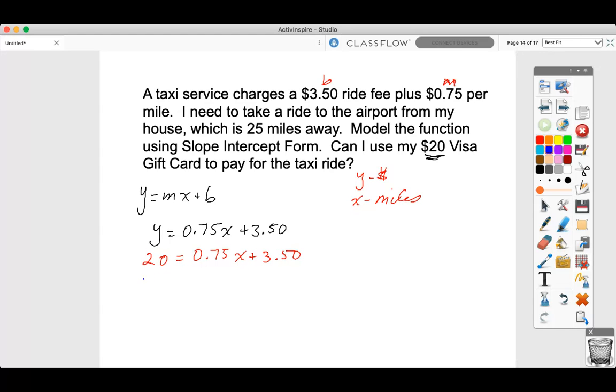Here we're going to subtract 3.50, so we get 16.50 equals 0.75 times x. We divide both sides by 0.75. And we get 22, so x equals 22. So $20 will get me 22 miles, but I need to go 25. So can I use my $20 Visa gift card to pay for it? No. $20 is not enough.